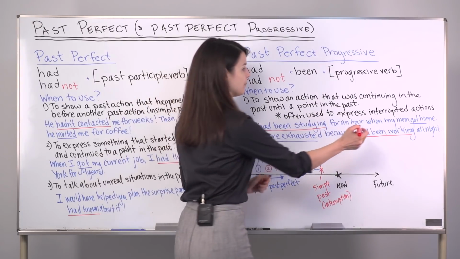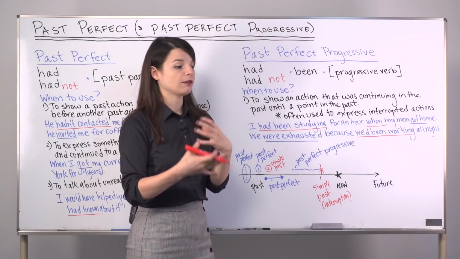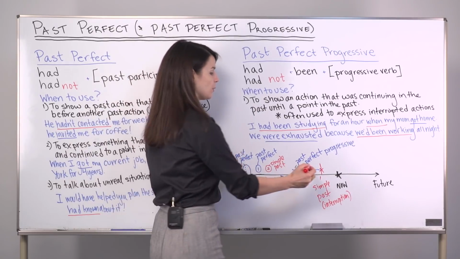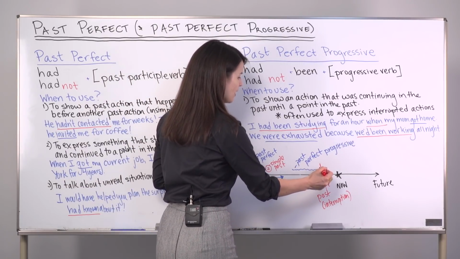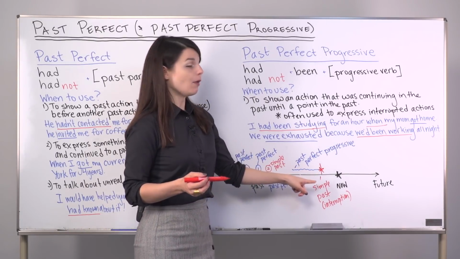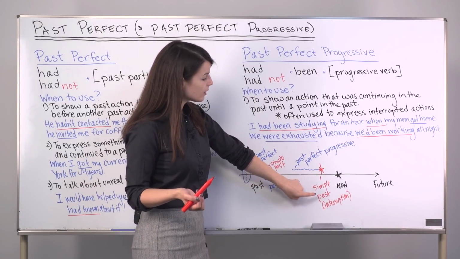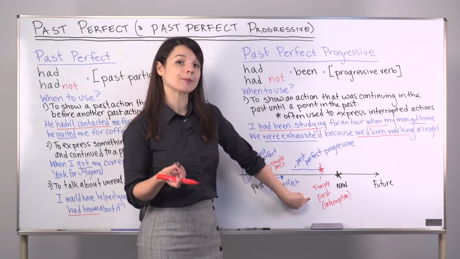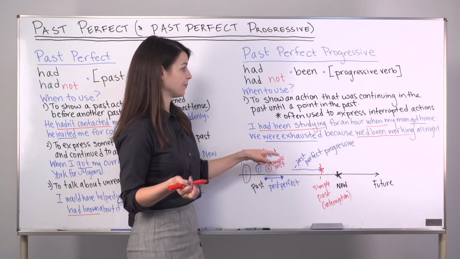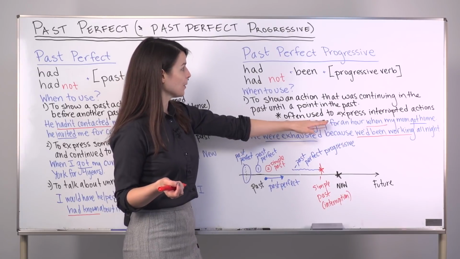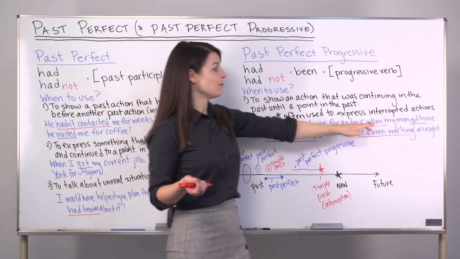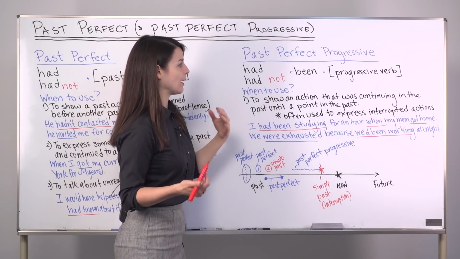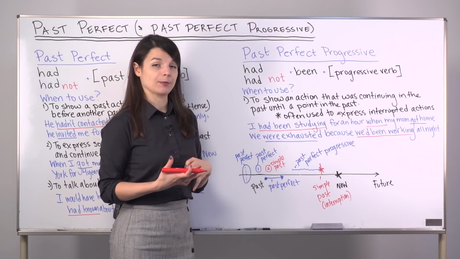So when here marks the point where the action changes or the situation changes or is interrupted. So here, I've marked in red with this X, is the interruption. When my mom got home. We use simple past tense to describe the interrupting action, the thing that stopped or changed the continuing action. So I had been studying for an hour, past perfect progressive, when my mom got home, simple past tense. So we use this to talk about actions that were interrupted in the past.